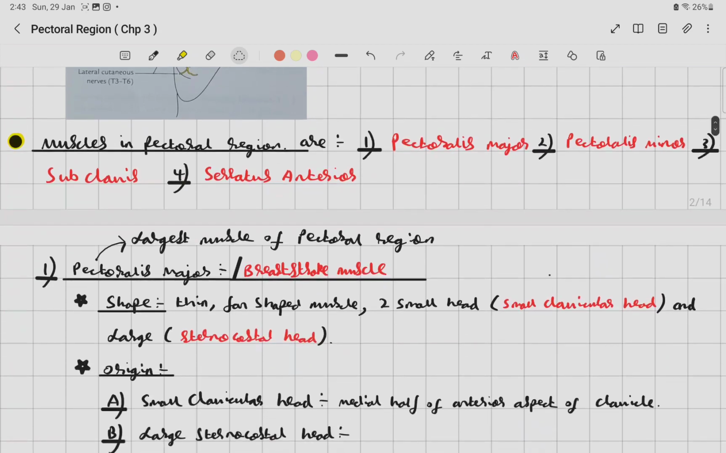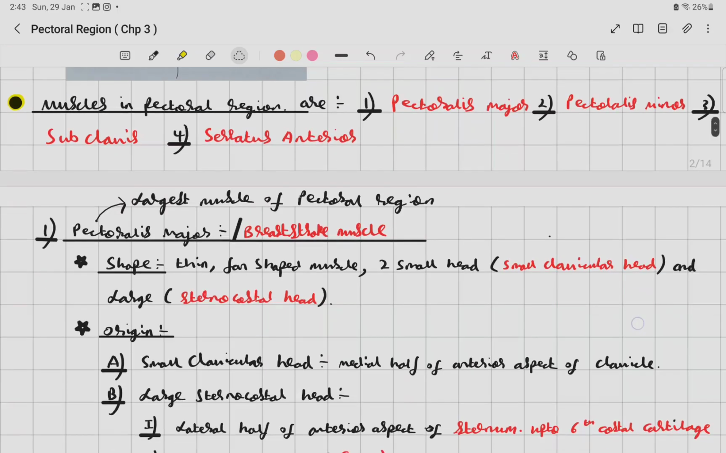Now pectoralis major is also called the breaststroke muscle, and it is the largest muscle of the pectoral region. It is a thin, fan shaped muscle, and it has two heads: the small clavicular head and the large sternocostal head.